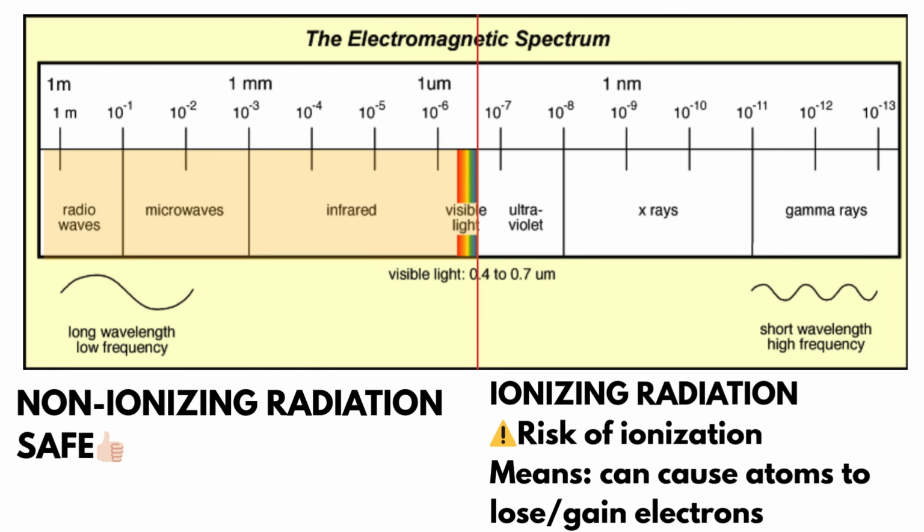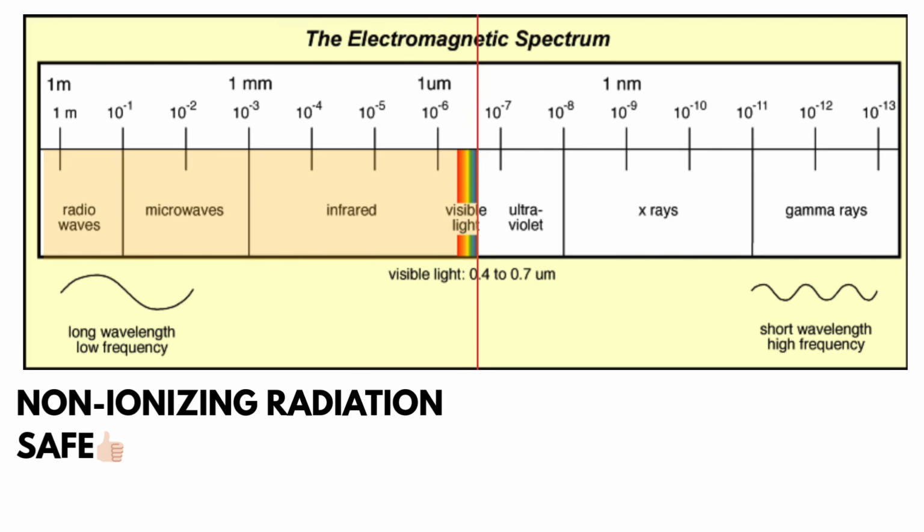Radiation that does not have enough energy per photon to ionize atoms is called non-ionizing radiation. This includes visible light, infrared, microwaves, and radio waves. These forms generally interact with matter by exciting vibrations, rotations, or electronic states without breaking chemical bonds.